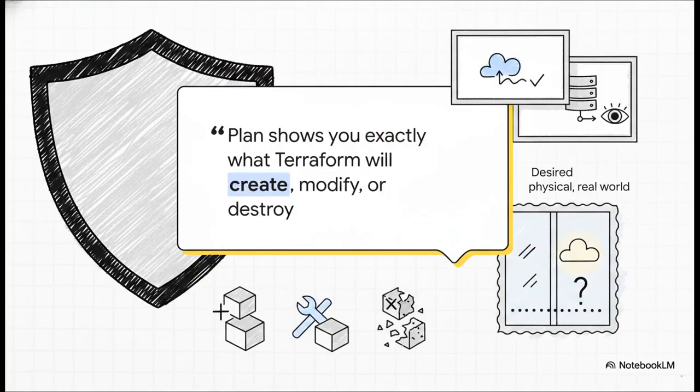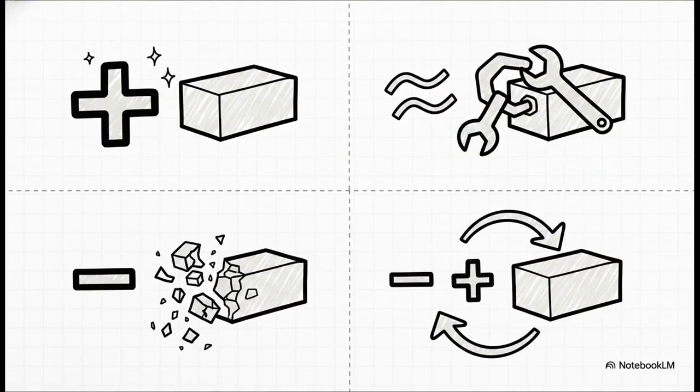Now, before a single digital stone is cast, we use the plan command. This is your vital safety net. It compares your desired blueprint against the actual physical world, giving you a crystal clear preview of exactly what's going to be created, modified, or destroyed. It's literally a window into the future of your environment. And this future is communicated to us through an elegant little language of symbols.